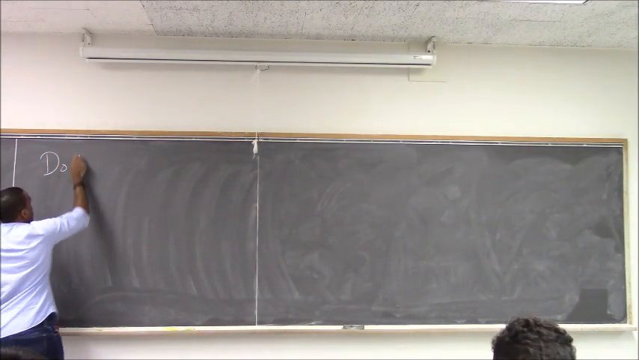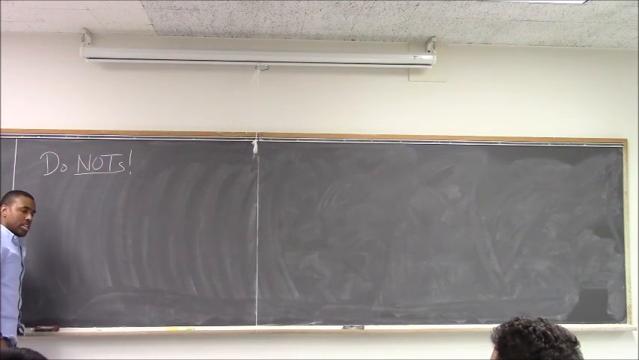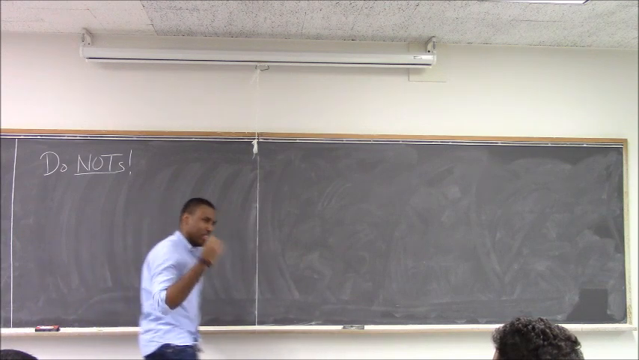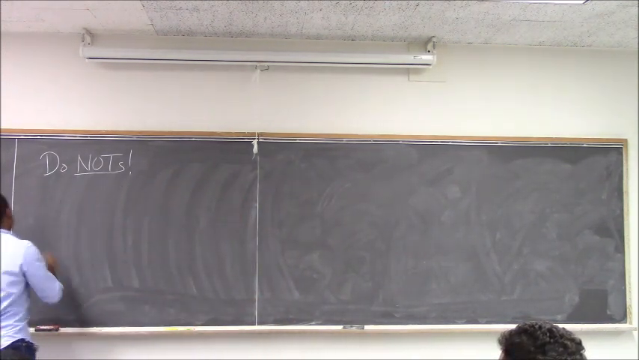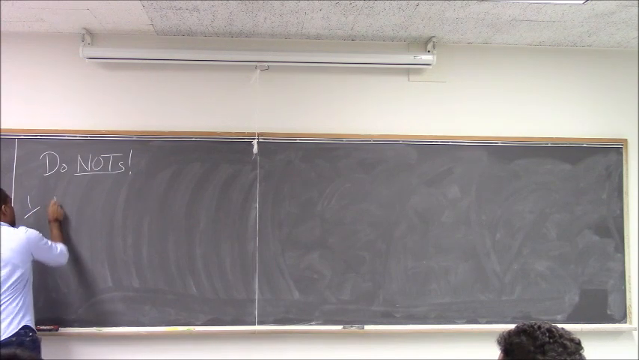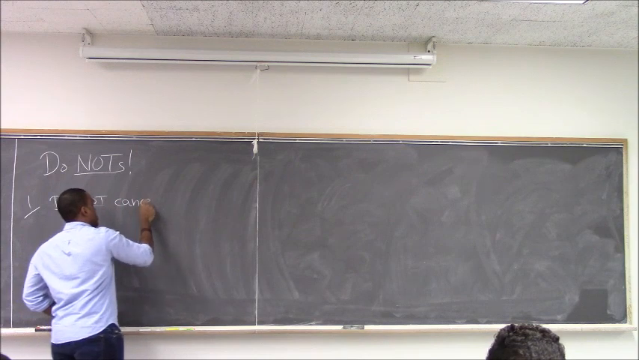So these are the do nots. These are things that you will not do under any circumstance, even if someone's holding a gun to your head and threatening your family. It doesn't matter. You do not do these under any circumstance. Number 1, do not cancel across sums.